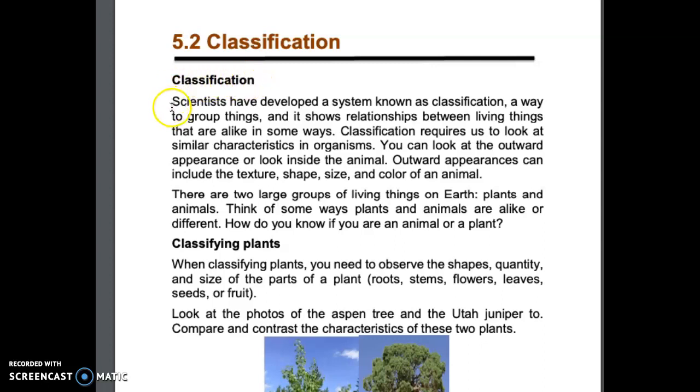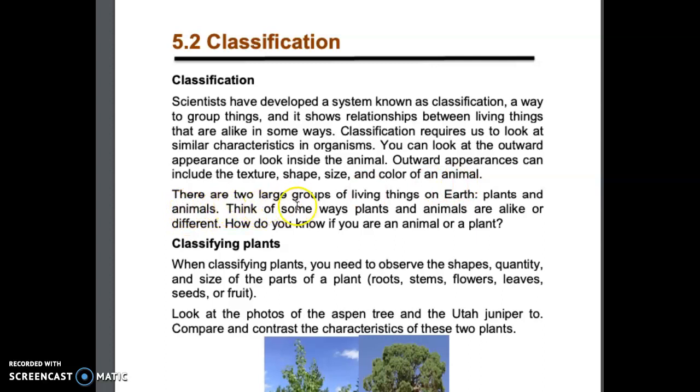Classification. Scientists have developed a system known as classification, a way to group things, and it shows relationships between living things that are alike in some ways. Classification requires us to look at similar characteristics in organisms. You can look at the outward appearance or look inside the animal. Outward appearances can include the texture, shape, size, and color of an animal.